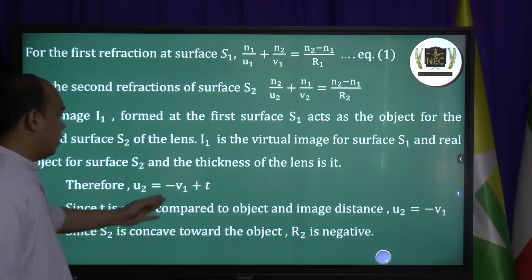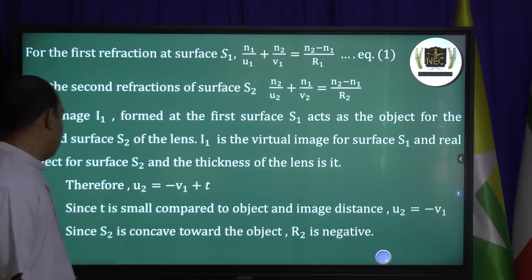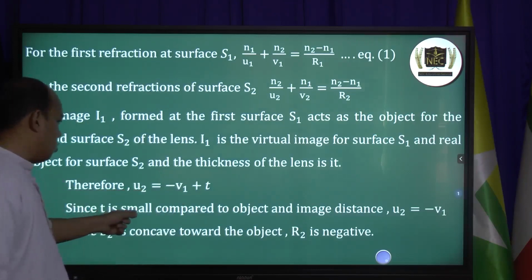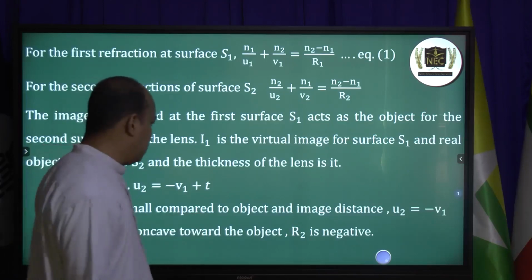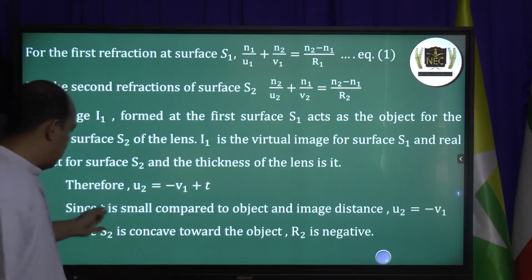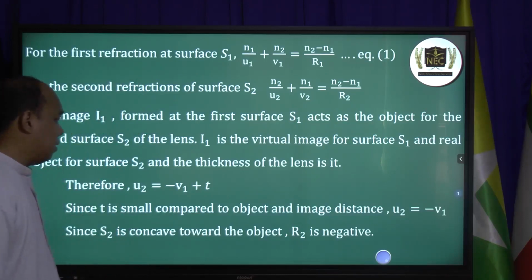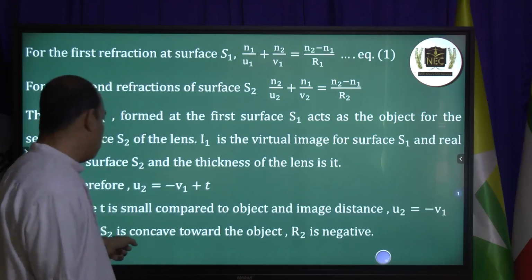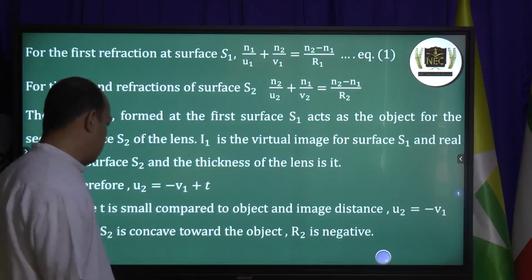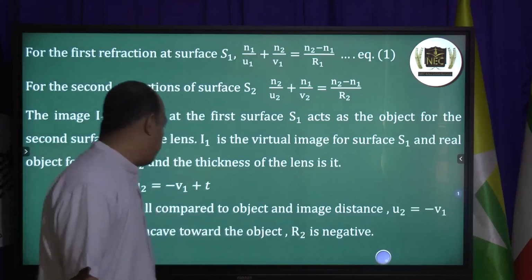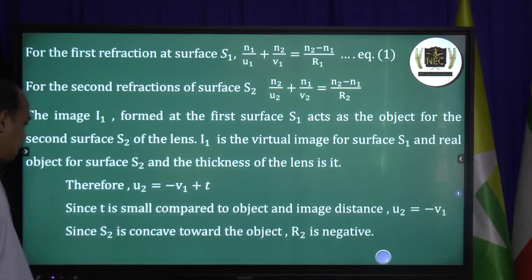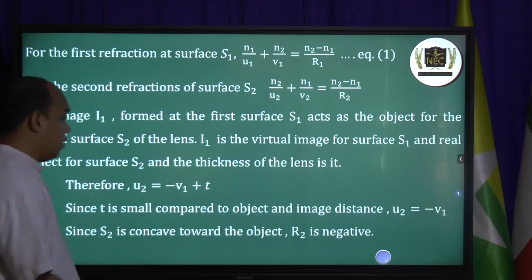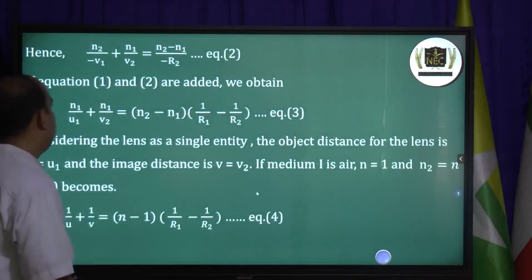The thickness of the lens is t, so u2 equals minus v1 plus t. Since t is small compared to the object and image distances, u2 equals minus v1. The second surface is concave towards the object, so R2 is negative.